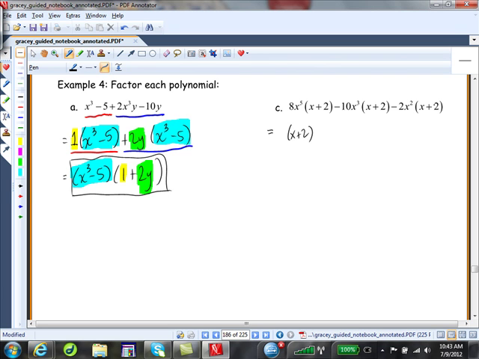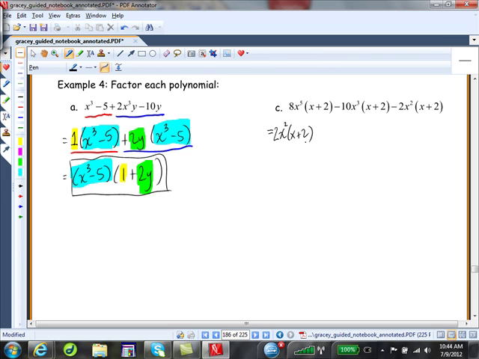Now let's look at the constants. We have an 8, a 10, and a 2. So I can certainly bring out a 2. And then I have an x to the 5th, an x cubed, and an x squared. So x squared will divide all the variable terms.